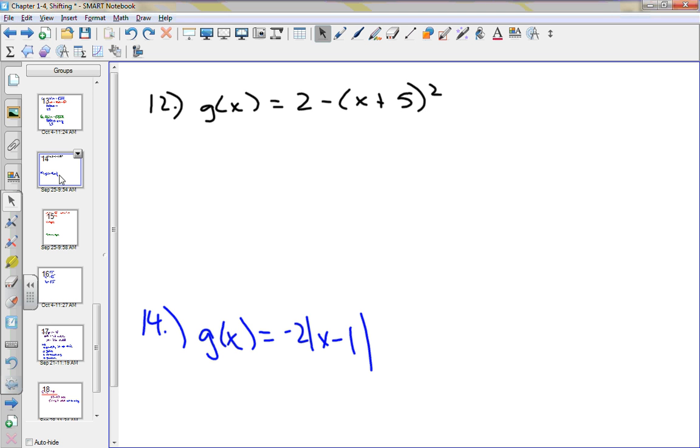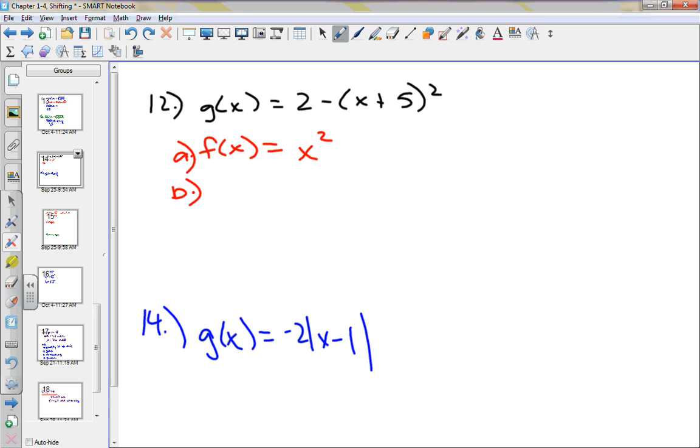A, identify the parent function f that is related to g. I give you g, and I want you to come up with the parent function f. So number 12, what's the parent function f? Well, g has what in it? A square. So what's the parent function that goes along with that? X squared. That's letter A.